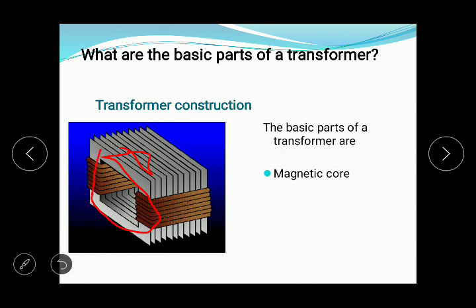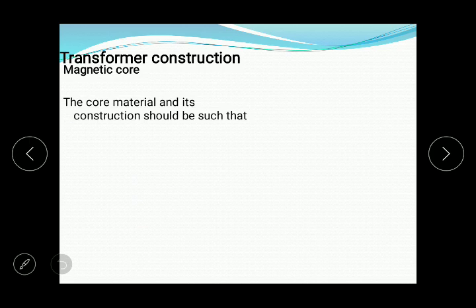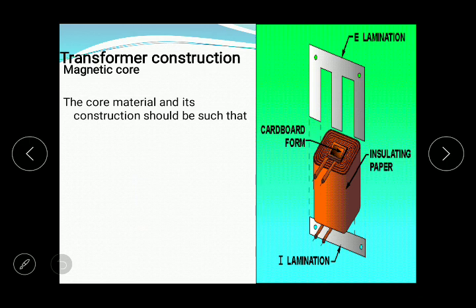So here this is called winding. This is the winding, and this is also winding. It can be called winding or coils. The magnetic core material and its construction should be such that maximum flux is created in the core. In that way we can construct the core.